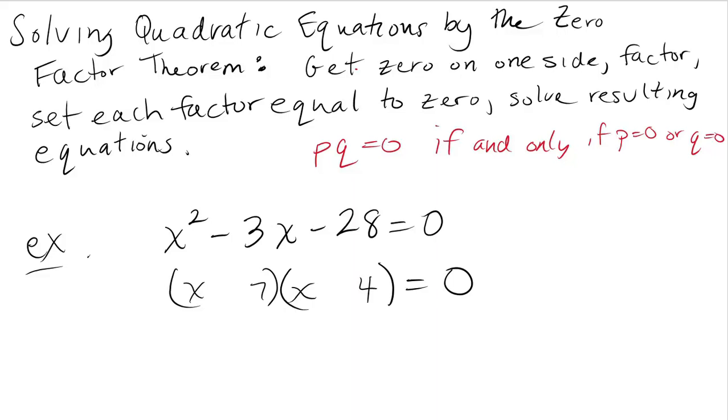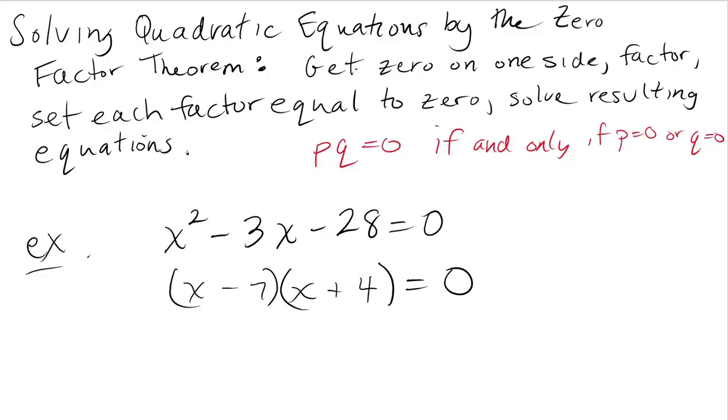As long as I make the bigger one the negative option and the smaller one the positive option, they'll multiply to a negative. Negative 7 times 4 is negative 28. And they'll add to a negative. Negative 7 plus 4 is negative 3. I was able to factor this polynomial, and so now I can continue with the zero factor theorem. If you can't factor the polynomial, then you have to try something else.